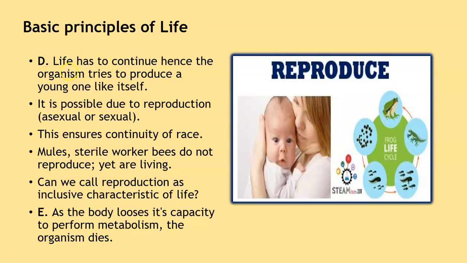Then moving further, students, life has to continue. Hence, the organisms try to produce a young one like itself. It is possible due to reproduction. There are two modes of reproduction, the asexual mode and the sexual mode of reproduction. This ensures continuity of a race. Mules and sterile worker bees do not reproduce, yet they are living. So can you call reproduction an inclusive characteristic of life? It is one of the important factors to consider an organism living, but it is not the only factor which will help you decide whether an organism is living or non-living.